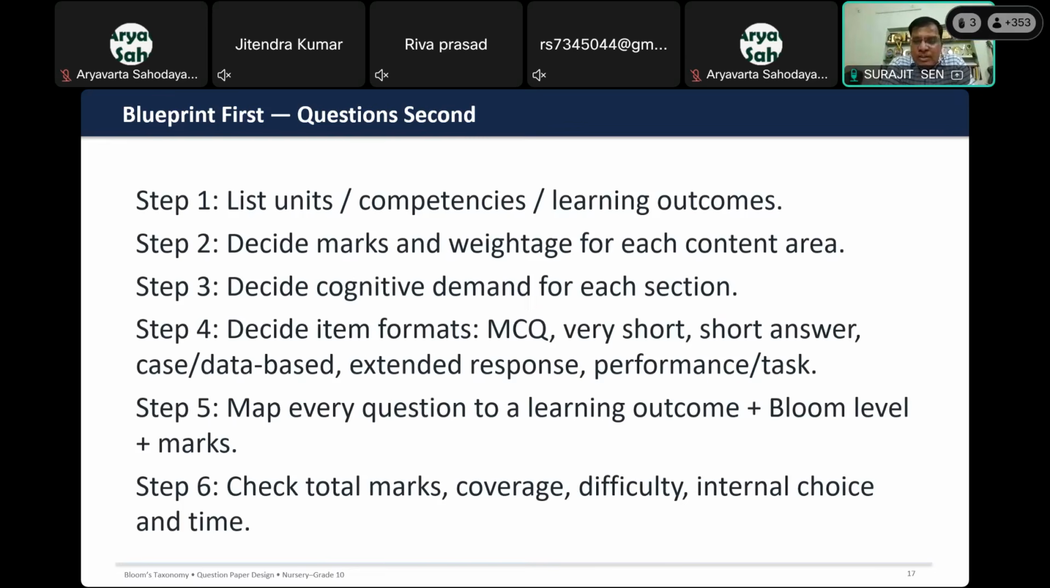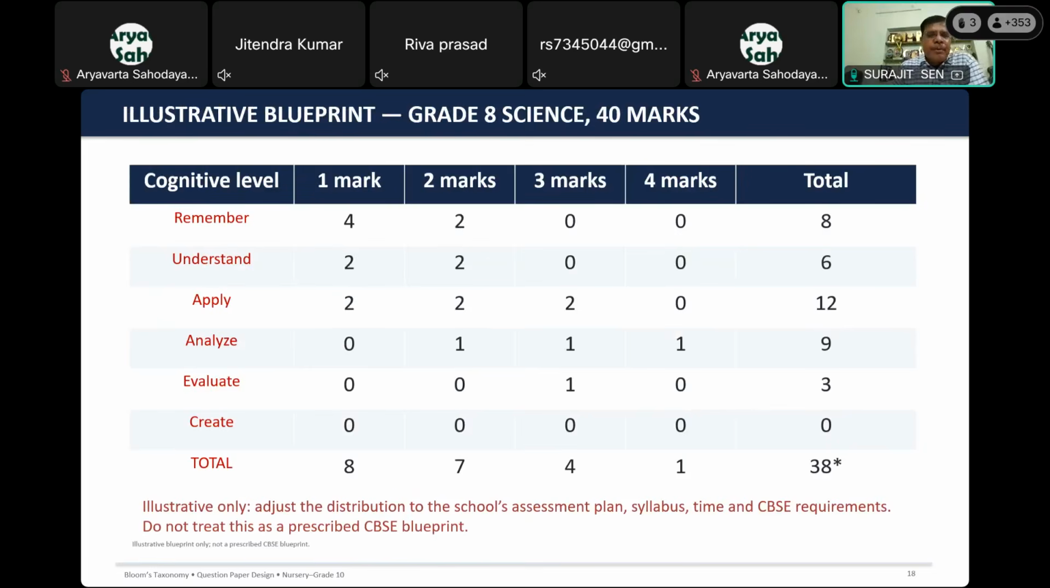Step 6, check total marks, coverage, make sure the paper is perfect, the difficulty levels, internal choices, the time interval you are giving. These are the basic things that you need to know before you make the question paper, or once you are making the question paper.